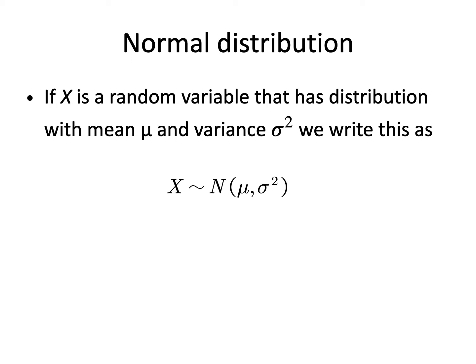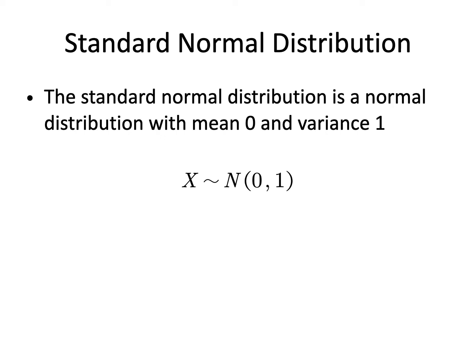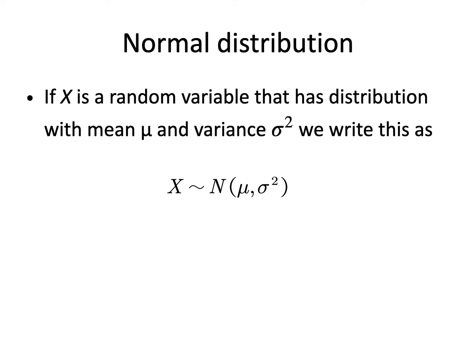If x is a random variable that has a normal distribution with the mean mu and the variance sigma squared, we write this as: the random variable x is distributed normally with mean mu and variance sigma squared. We write x is distributed as N, big N, where the first term is the mean and the second is the variance.